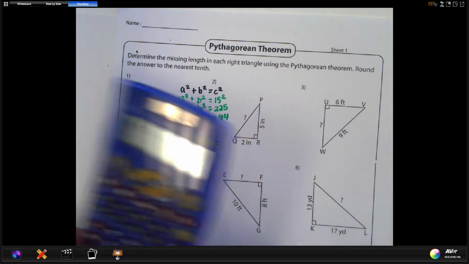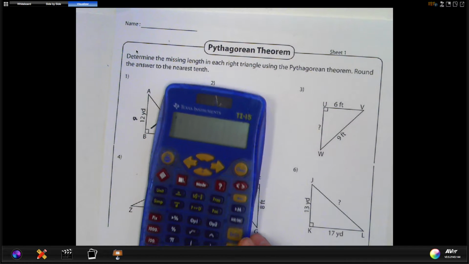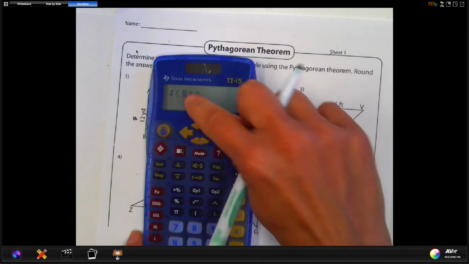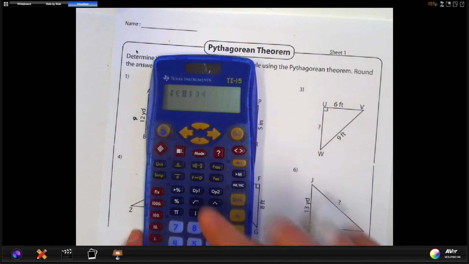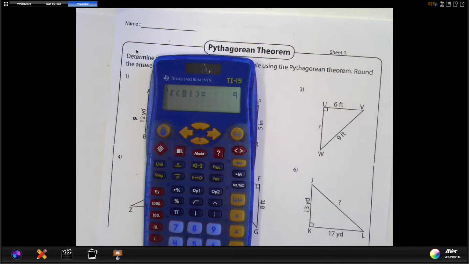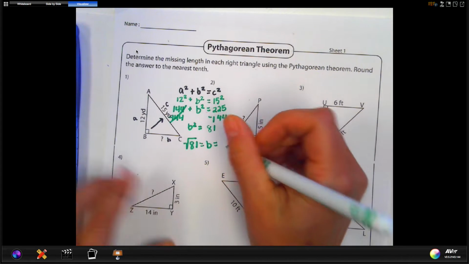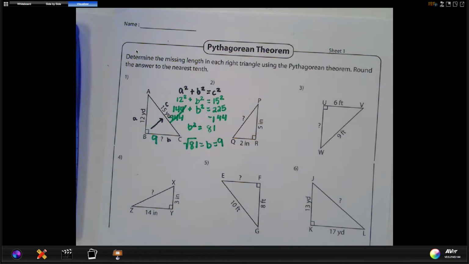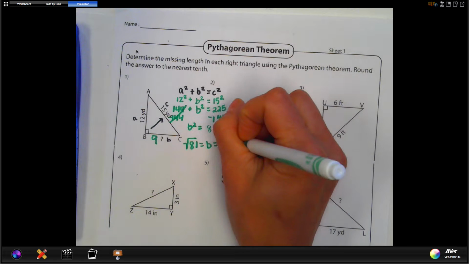Now, in your calculator, how do you do that? So the square root key is right here, under the OP1 key. So see it, press it, square root, 81. Now, in our calculators, there's a parenthesis, so you have to end the parenthesis and hit equal, and our answer now is 9. It's telling you that this bottom value is 9. Okay, and that's our answer. That's how we do it.